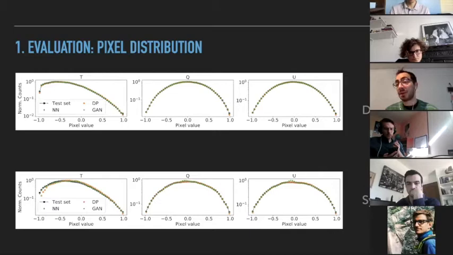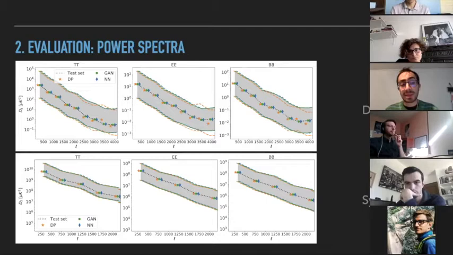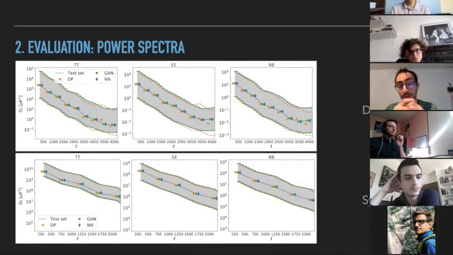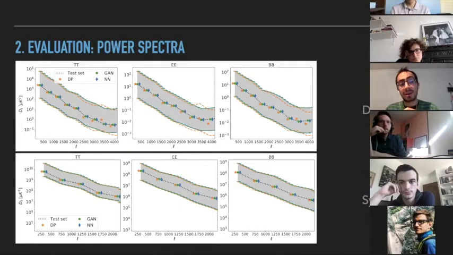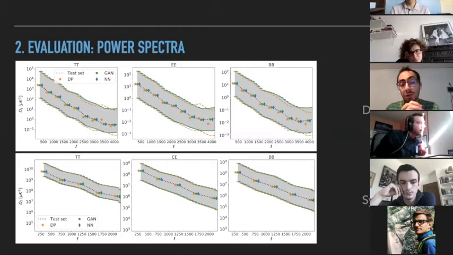Two sigma confidence level. So it was essentially an indication that they come from the same distribution. We evaluated the power spectra. We used NaMaster on the patch and in each crop. And you see here the black dotted lines are the median of all the test set, and the 95% central confidence interval of the test set is shown as a shaded area in gray.